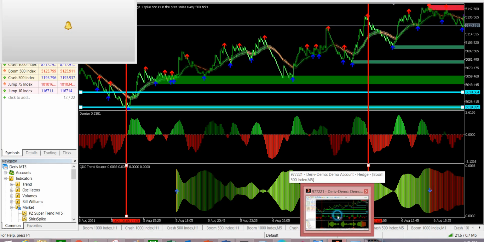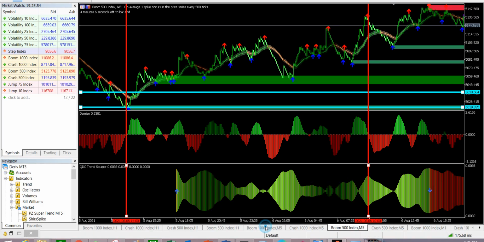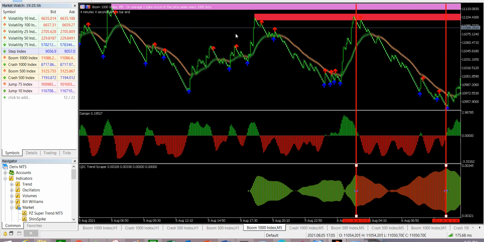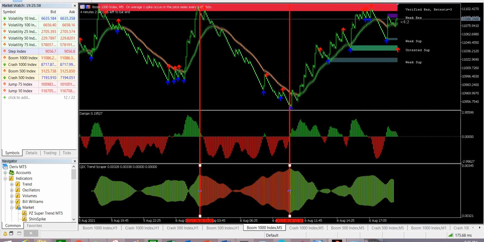So we'll be starting with Boom 1000. Let's go straight to Boom 1000, and I will be using the 5-minute time frame, and I'm using the QDC scraper indicator. For Boom 1000, as we can see, don't mind my analysis. Don't mind the chart. It's based on the analysis I was doing earlier on.